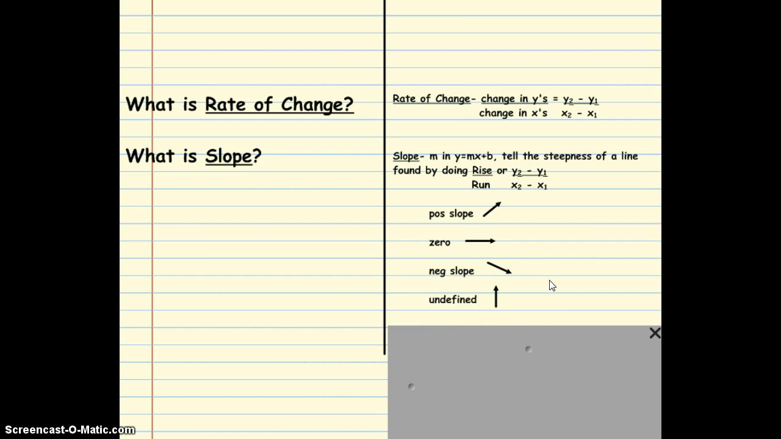So if you're skiing and you come to the edge of a cliff, you look over and you say, there is no way I am skiing down that. That is undefined.